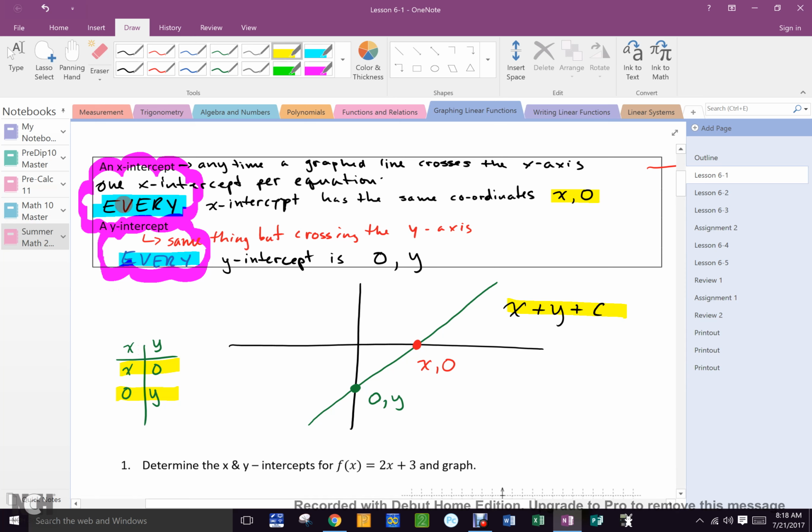If I want the X-intercept, what would I do with those two values and this line? You would put x for x and 0 for y plus whatever C is, and then you could solve to find the missing X.